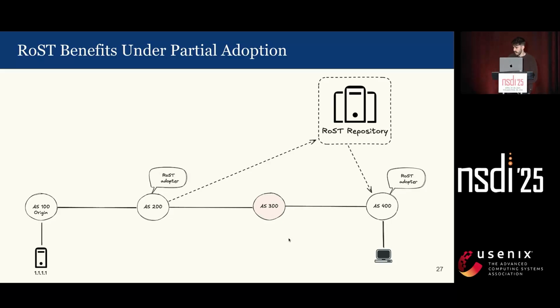RoST has benefits under partial adoption, unlike other routing protocols on the internet that don't benefit from partial adoption. As we can see here, it's enough for at least one AS before the suppressor to adopt RoST in order to detect the suppression. So it is enough for AS200 or AS100 to adopt RoST for AS400 to detect the suppression by AS300.